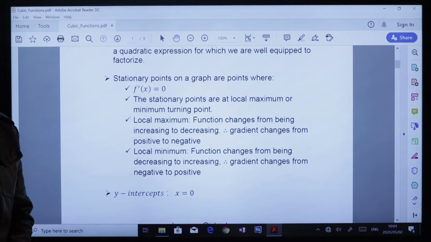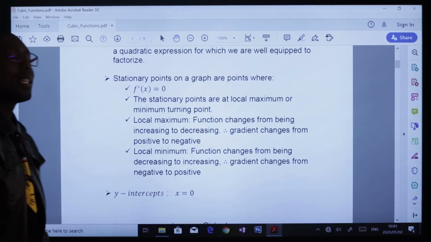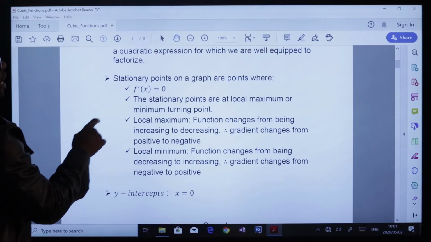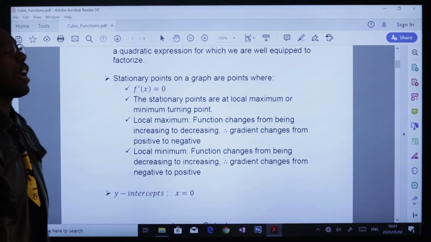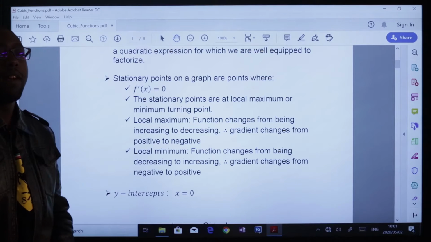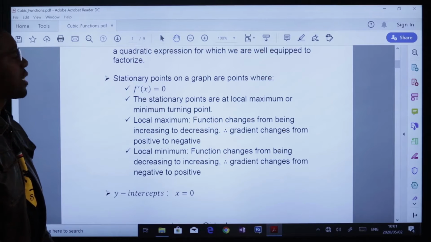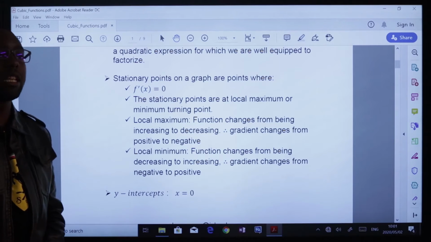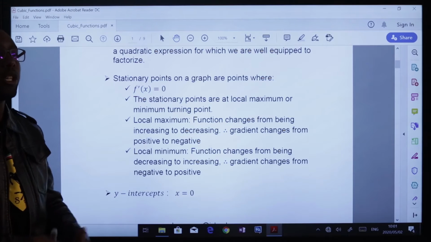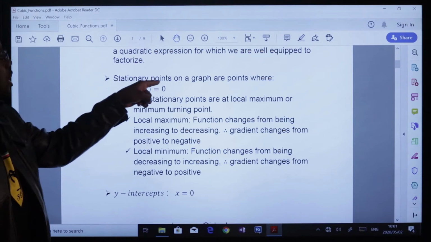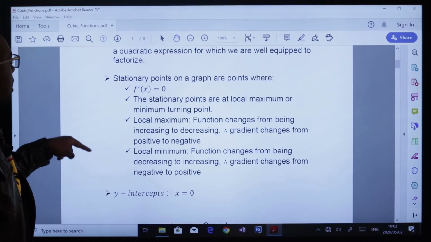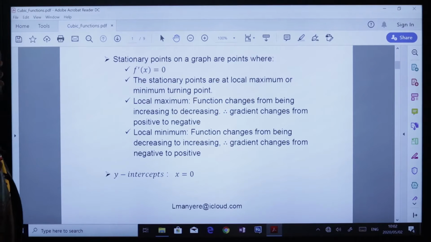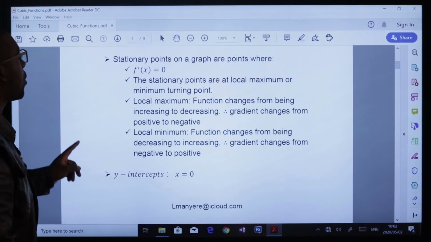The two turning points on the graph are known as stationary points. Stationary in a physics context would make sense because if the first derivative is velocity, then at that point velocity is 0, in which case the object will be at rest. So stationary simply means that something had to be equal to 0. In this case, the first derivative, f prime of x, will be equal to 0.